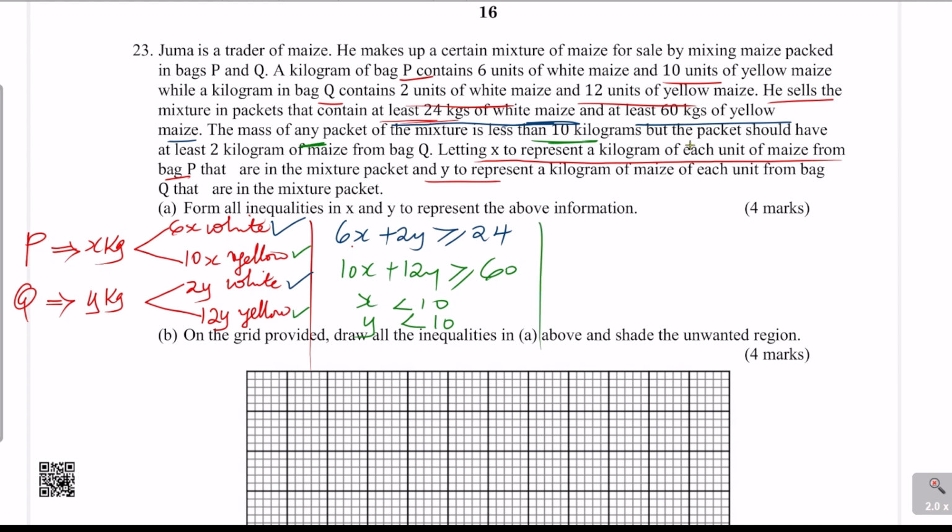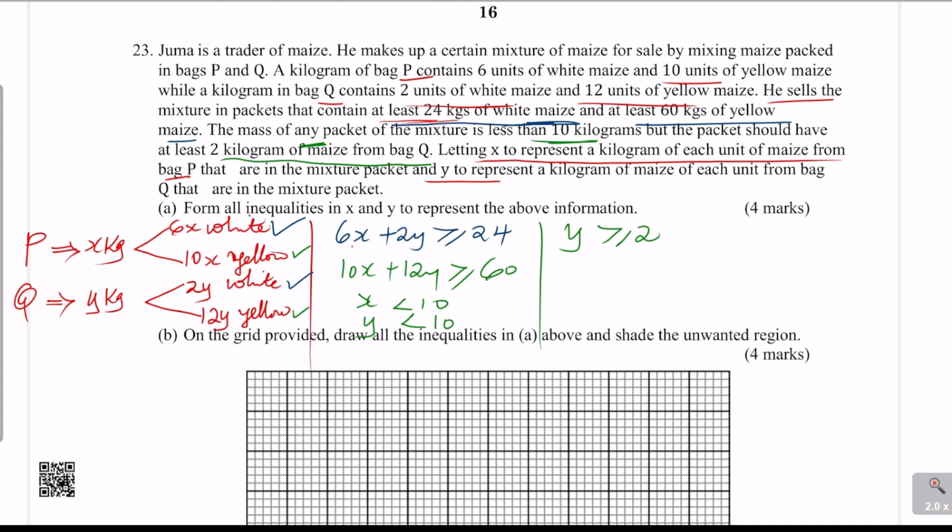But the packet should have at least 2 kg of maize from bag Q. So a kg from bag Q is Y, which means that Y should be greater than or equal to 2.